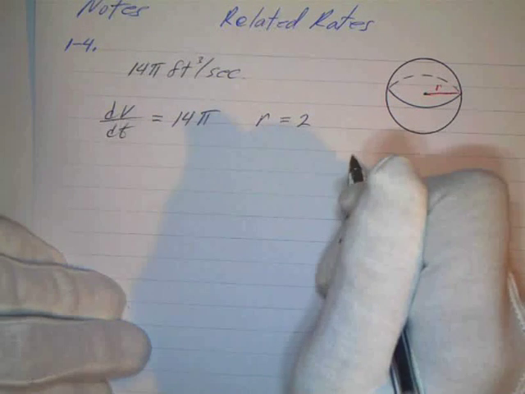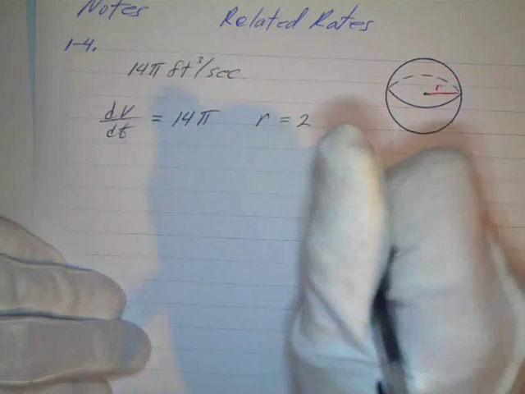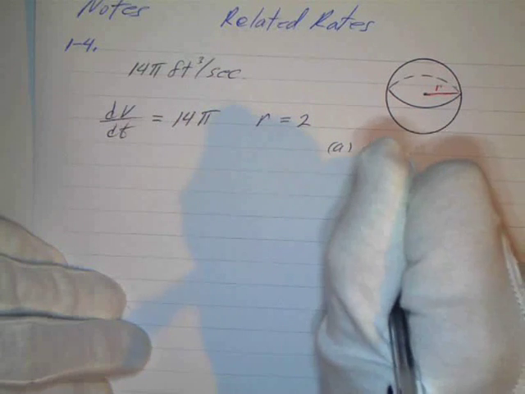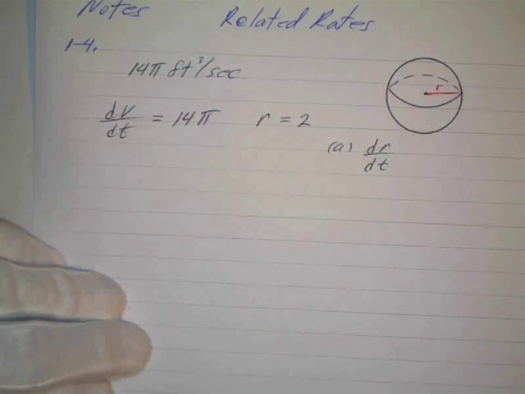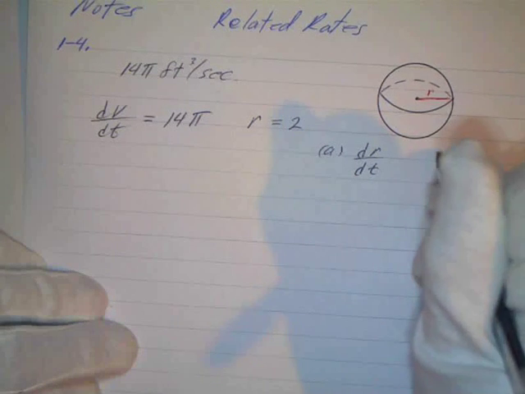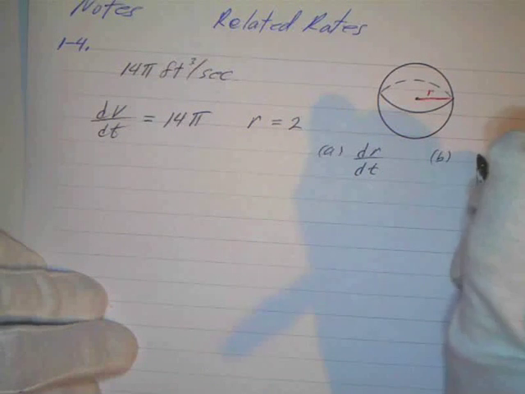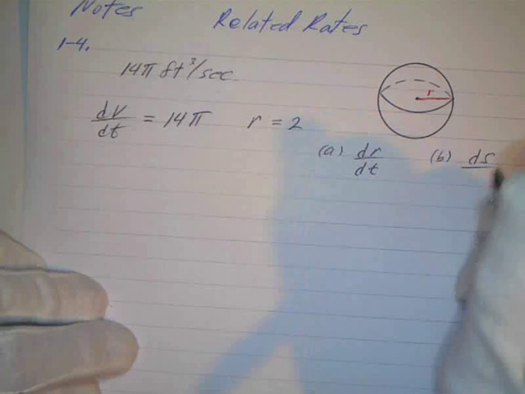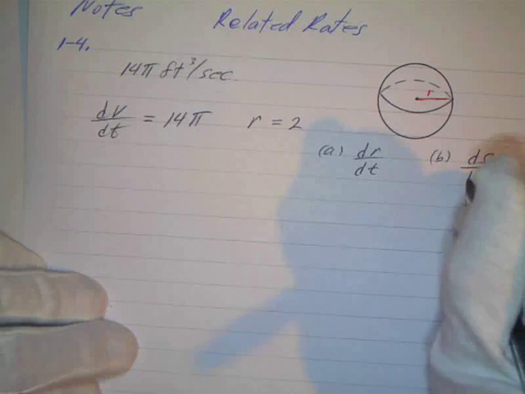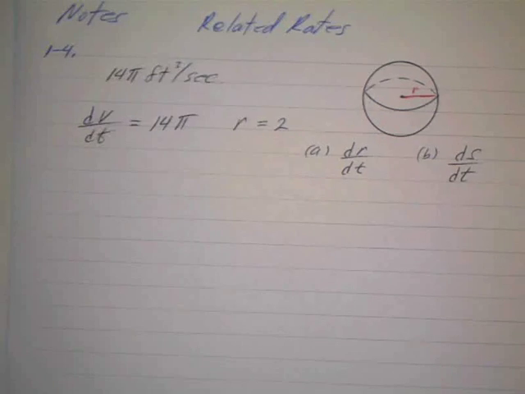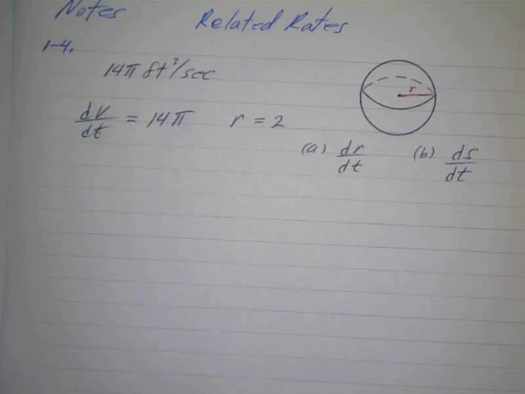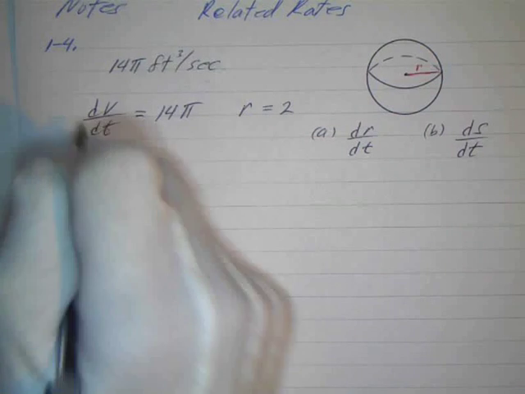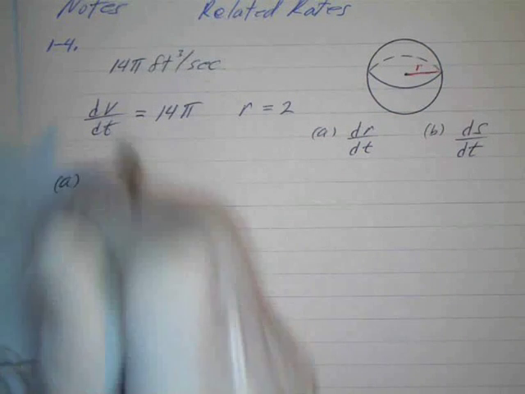then we want to find out A, how fast the radius is changing, and then B, how fast the surface area is changing. We call that S for surface area. So that's what we're looking for, those two things. So let's take a look at A first of all. We'll do the A section over here.